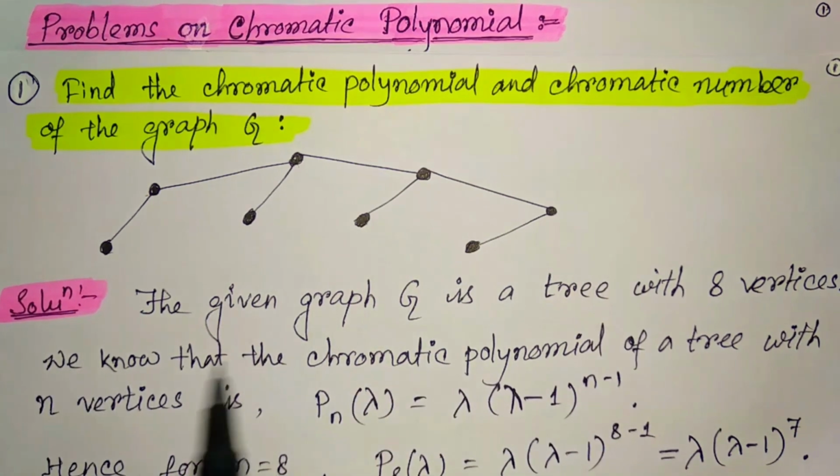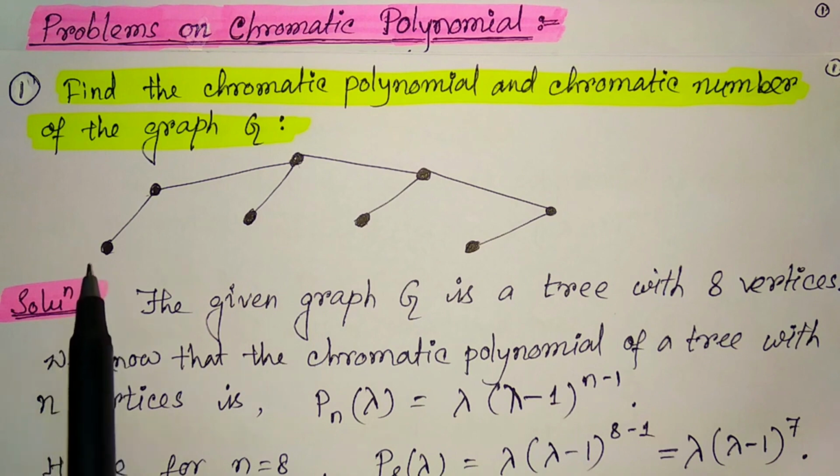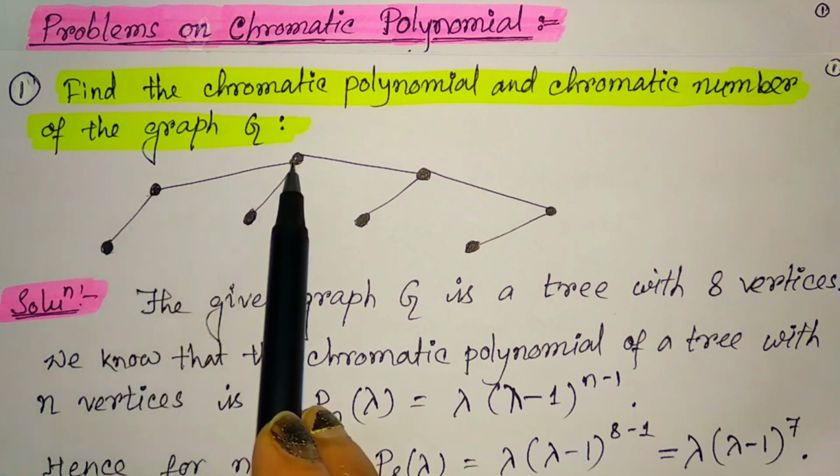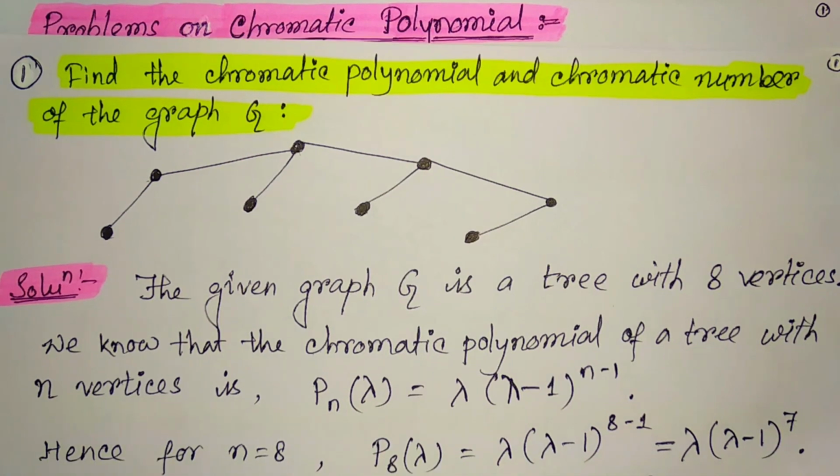So this one is our given graph. Initially, whatever the graph is given, we should observe the graph very carefully. The given graph is a tree, and how many vertices does this graph have? 1, 2, 3, 4, 5, 6, 7 and 8. And the graph has 8 vertices.